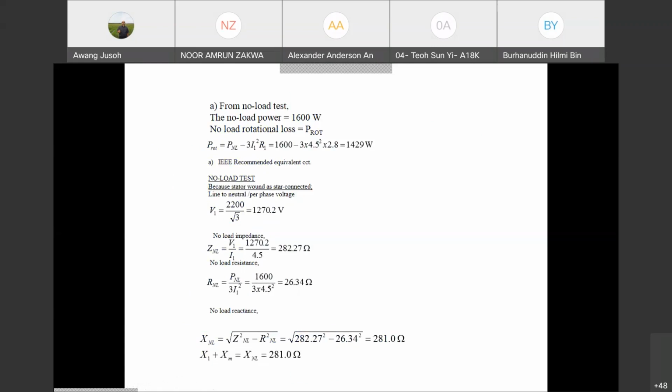So we got the Z no load and we got the R no load. So the square root of Z squared minus R squared, then you get the X total at no load. So this one equals 281, equal to X1 plus XM. X1 plus XM.